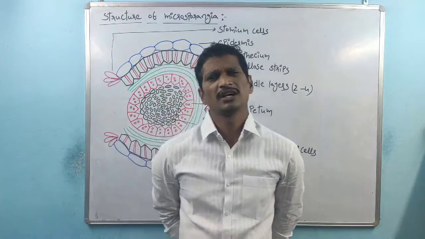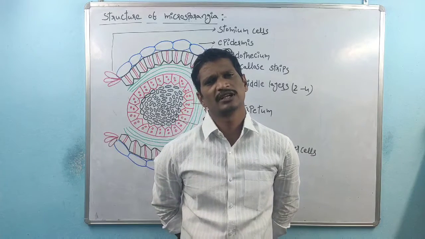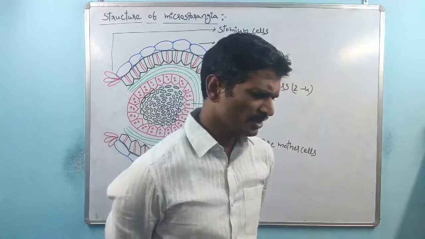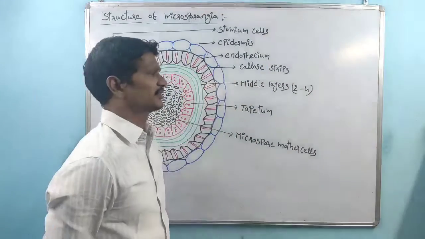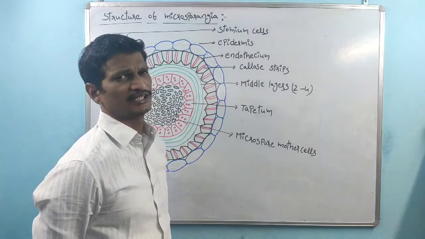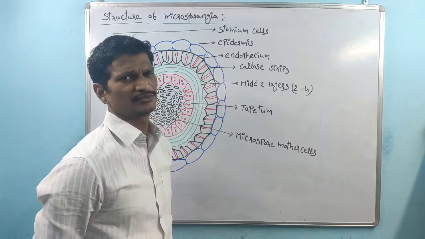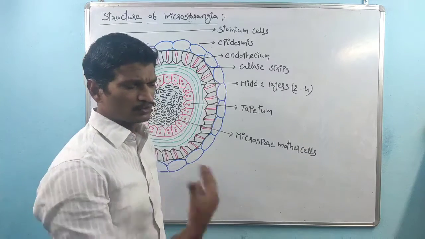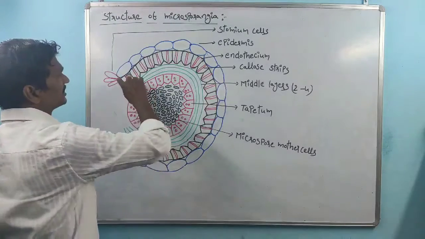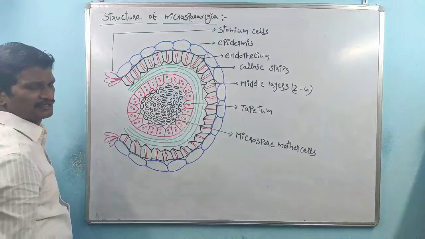Sir, what are the layers or tissues present in the anther? See, in any structure there is an outermost layer. Within plants, this is called the epidermis. We know most living organisms have an outermost layer called the epidermis. Here also there is an epidermis. The blue color lines indicate the epidermis here.